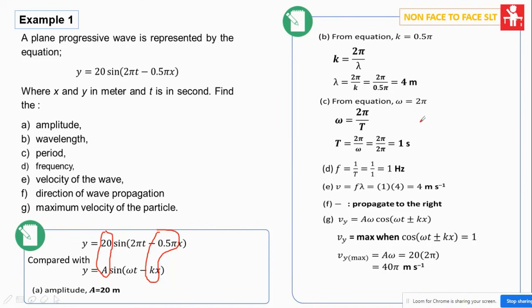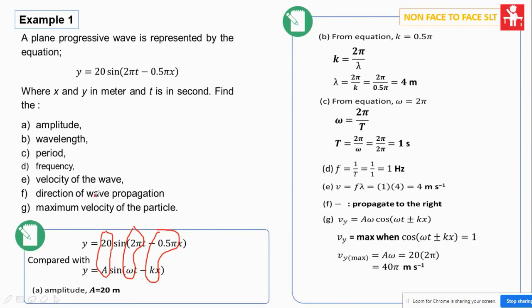Next, the value of period. So the formula of period T is equal to 2 pi over omega. And the value of omega is equal to 2 pi after we compare with the general equation. So we have 1 second for the value of period. Question number D, for the frequency, we have 1 over period and we can get 1 hertz. For question number E, velocity of the wave, we have v equal to f lambda. By inserting the value of frequency and lambda, we can get 4 meters per second.